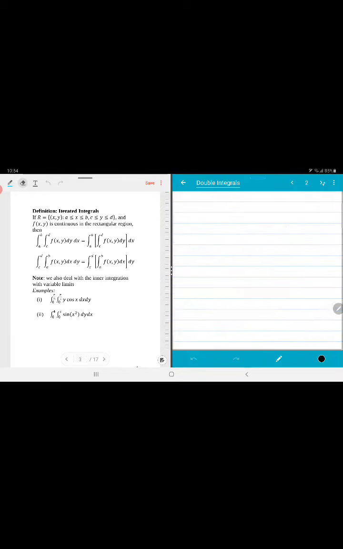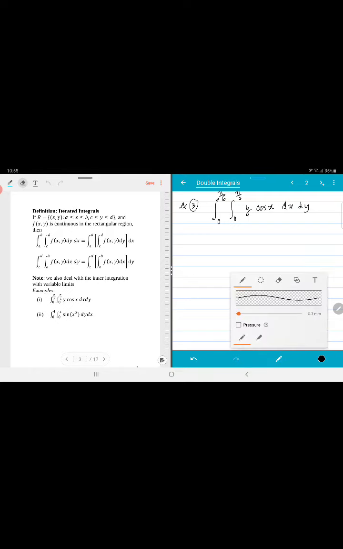Okay, the next example, I guess this one is example 3. We have 0 to pi over 6, 0 to pi over 2, and the integrand is y cos x. The order is dx and then dy. So here we have iterated integrals.